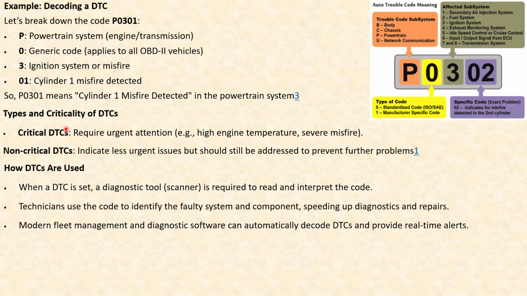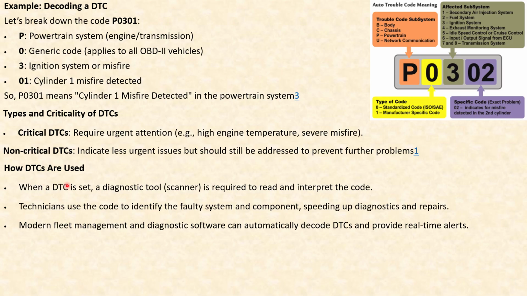Types or criticalities of DTCs. Critical DTCs require urgent attention, like high engine temperature or severe misfire. And there are some non-critical DTCs, which are less urgent issues but should still be addressed to prevent further problems. Depending upon criticality, the user can take a call whether he has to take action immediately, or he can postpone the repair of the vehicle.